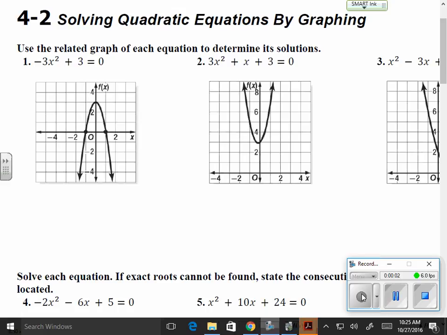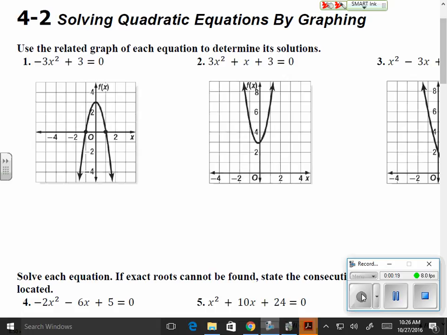And I'll be working some example problems off of worksheet 4-2, starting with example 1. We want to use the graph of each of these quadratic equations to determine its solutions.